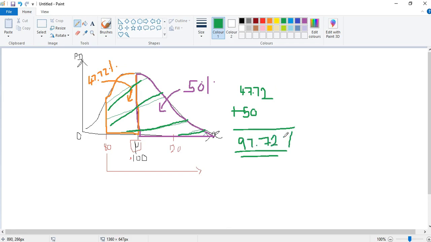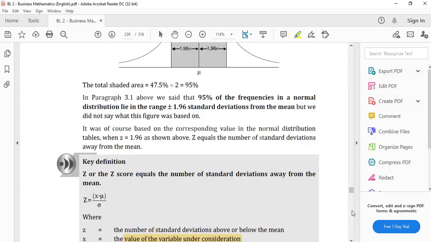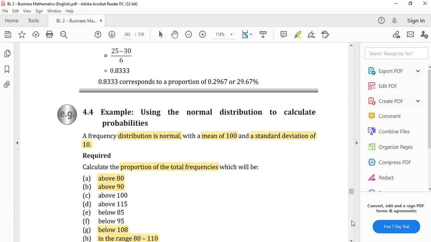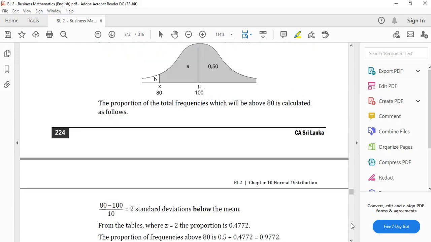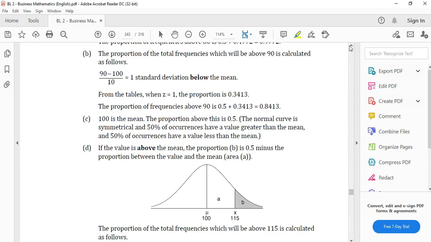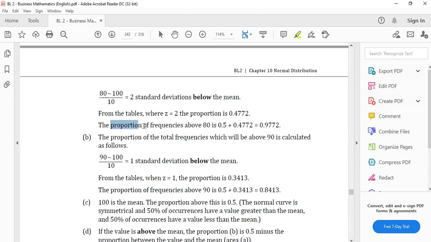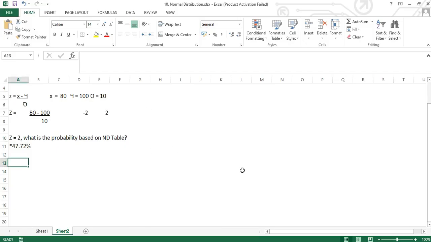That is the probability reflected for values above 80. That is the proportion of frequencies, proportion of data reflected for values above 80. Let's see if the answer is correct. Yes, it is. This is what they've done. So they have shown in decimal. So in the exam they might give you in decimal, then of course you must convert it to decimal, converted to percentages.